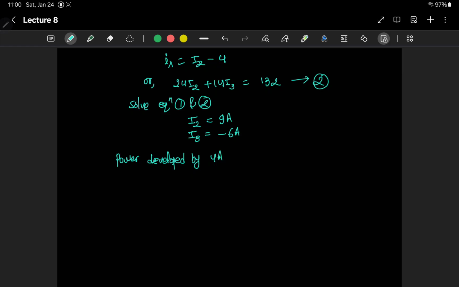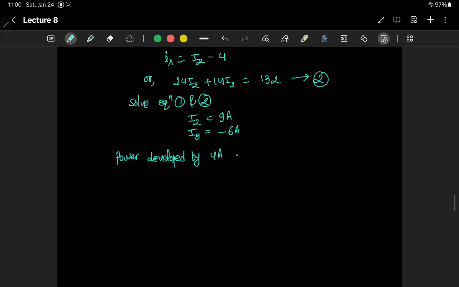Power is voltage times current, but we don't know the voltage, so we have to decide the voltage first. So power developed by this 4 ampere source, but then we still need to decide the Vx. To determine Vx, we can utilize the KVL around the mesh which has the source.